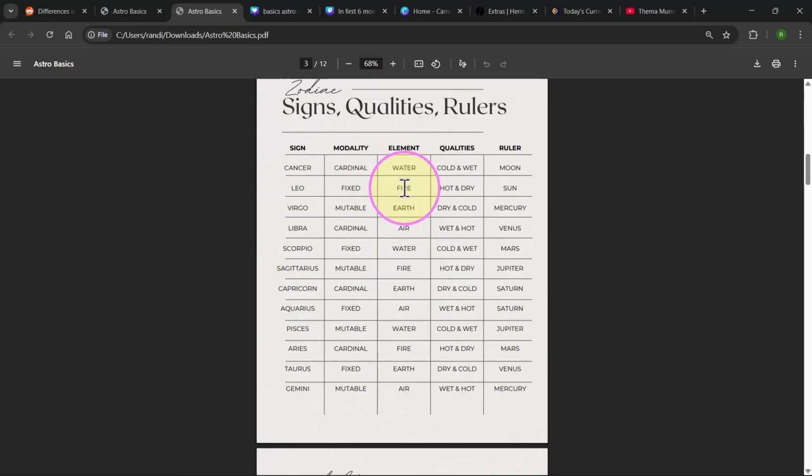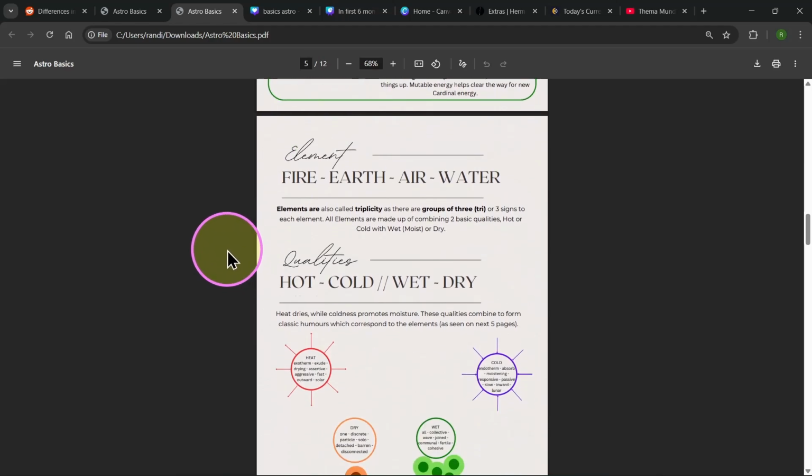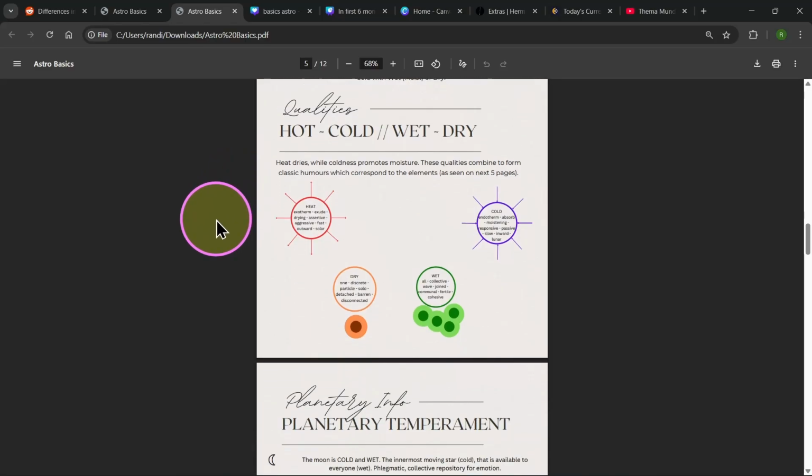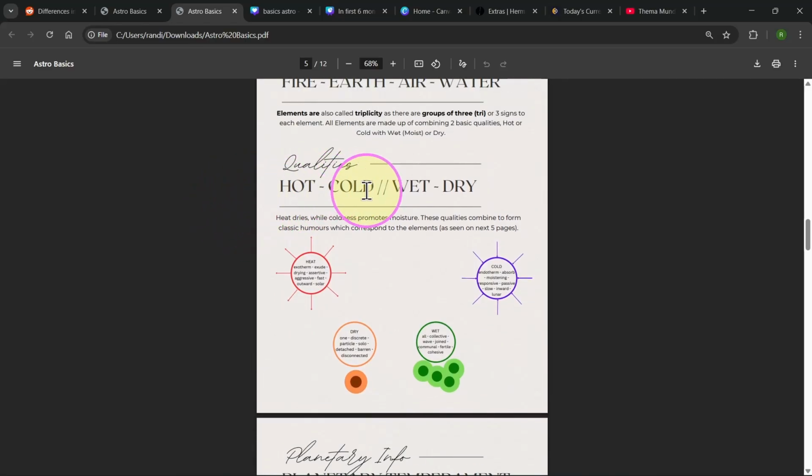Another part of understanding a sign is the element. And it's not just looking at what is water, what is fire. This itself gets broken down into qualities, which can also be called temperament. So our elements, fire, earth, air, and water, are also called triplicity as there are groups of three, or three signs to each element, one of each modality, right? All elements are made up of combining two basic qualities, hot or cold, with wet or dry. The qualities of hot or cold and wet or dry can be summarized here.